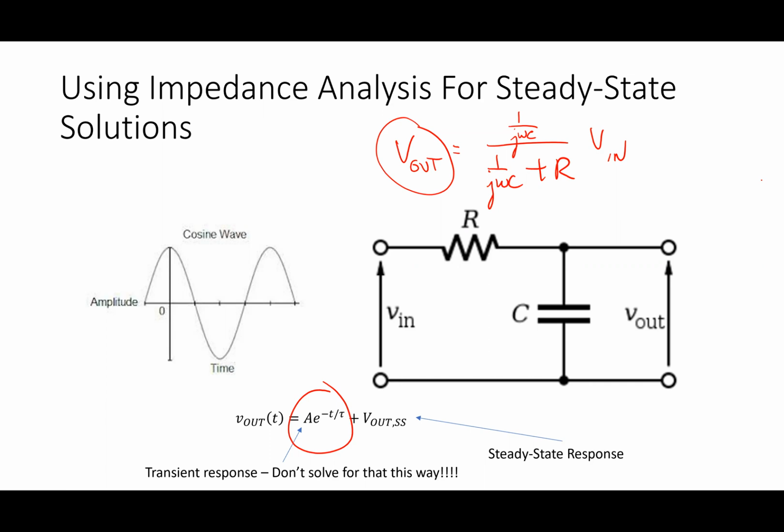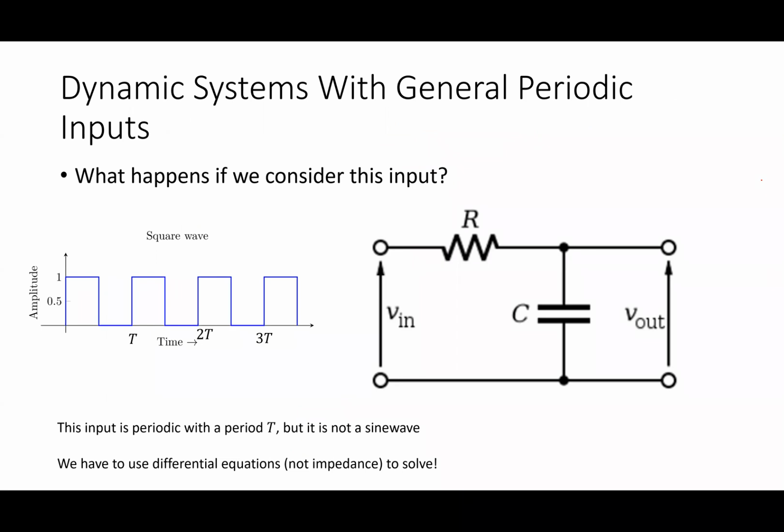This only works for what type of input? What do I have to make this work? Have to have a sine wave. Most waveforms are not. I talked about this last time. Periodic waveform. This is a very common one, right? This is a clock signal. This is a digital signal right here. If I put a digital signal into this circuit, can I use impedance analysis? No, can't. Not straight away, at least. I'd have to write the differential equation for this one.